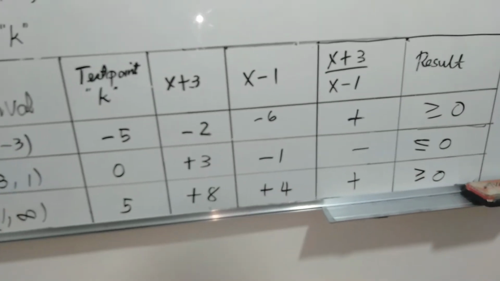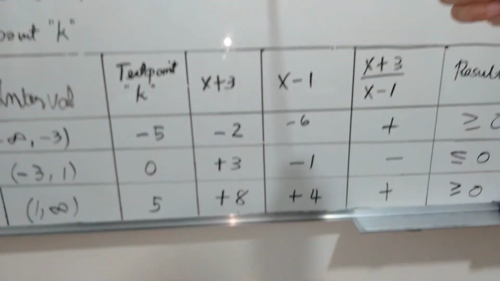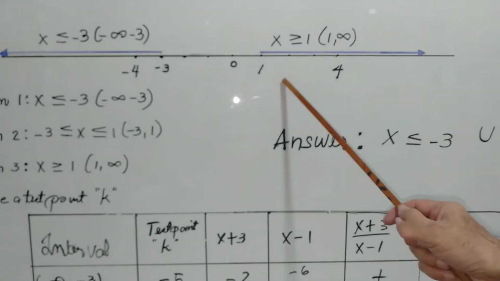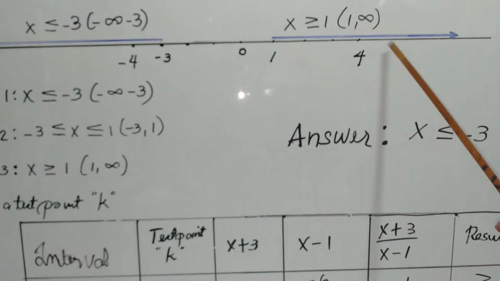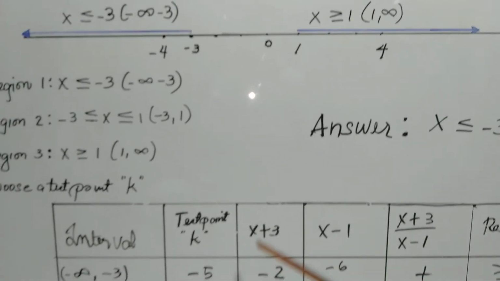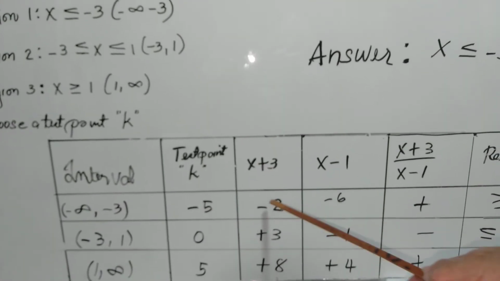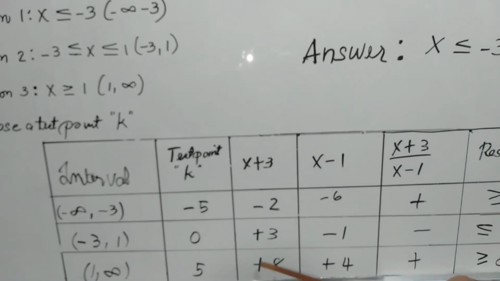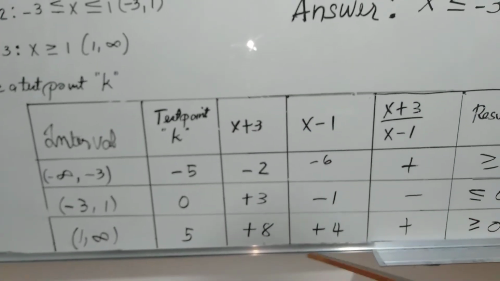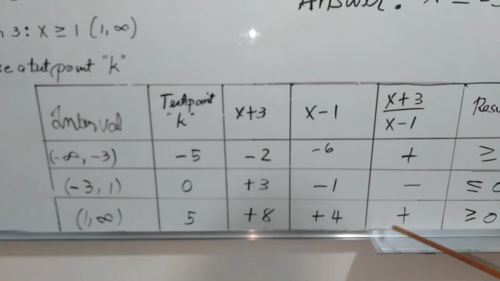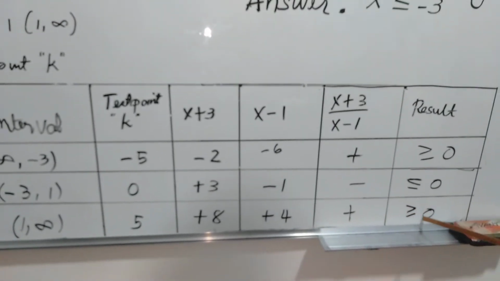And the last one is this region here, from 1 to positive infinity. For this region, we choose a test point K, 5, and assign that to both the numerator and the denominator. So 5 plus 3 is equal to 8, and 5 minus 1 is equal to 4. 8 divided by 4 is positive 2. So this is greater than or equal to 0.